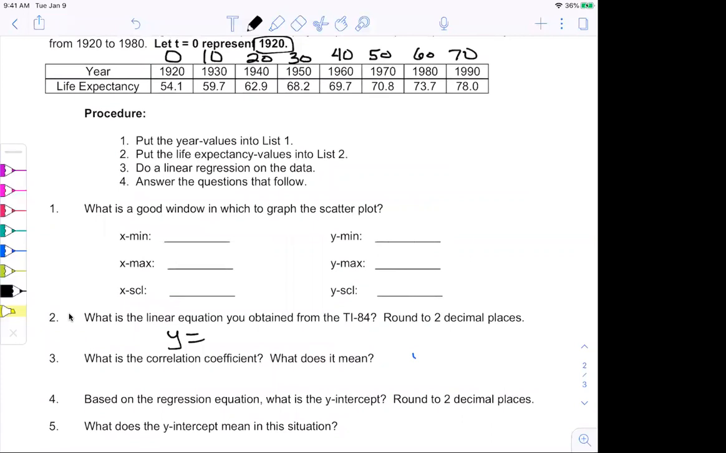Yeah, I said y equals 0.31x plus 56.2. Nice job. So hopefully you got that same thing rounding to 2 decimal places, so 0.31x and then 56.2. The y-intercept was exact. There weren't any other decimals beyond that.